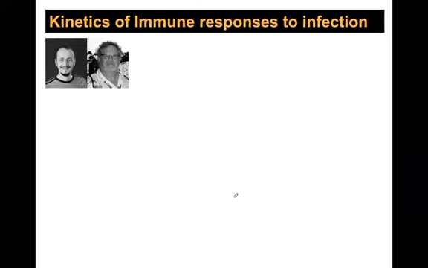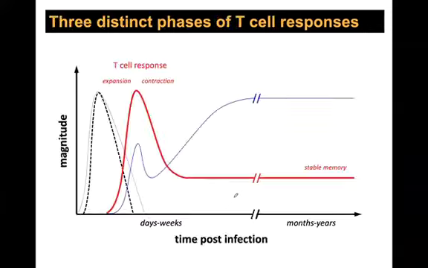So one of the things that was discovered roughly about 10 years ago was that this contraction phase is pre-programmed. And it's pre-programmed to happen whether you control the infection or not. If you do control the infection, great. The immune response shuts off and you have stable memory. If you don't control the infection, the immune system still shuts off, because if it didn't, it would kill you.